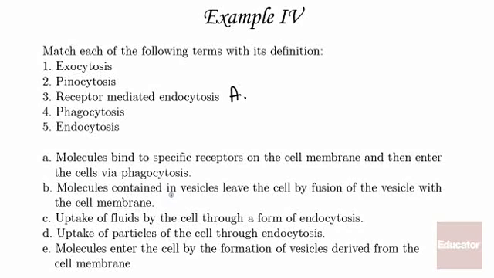B, molecules contained in vesicles leave the cell by fusion of the vesicle with the cell membrane. So if a substance is leaving the cell in a vesicle, that's considered exocytosis. So it's exiting, exo. If it's entering the cell, it's endocytosis. Therefore, exocytosis, number 1 up here, is B.